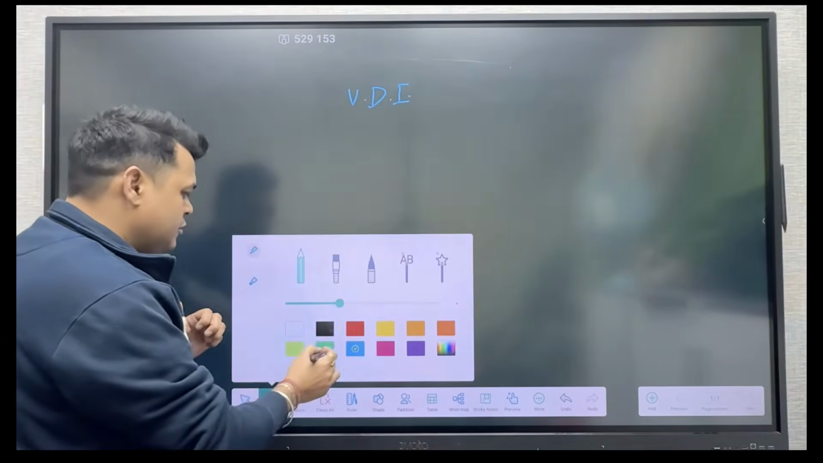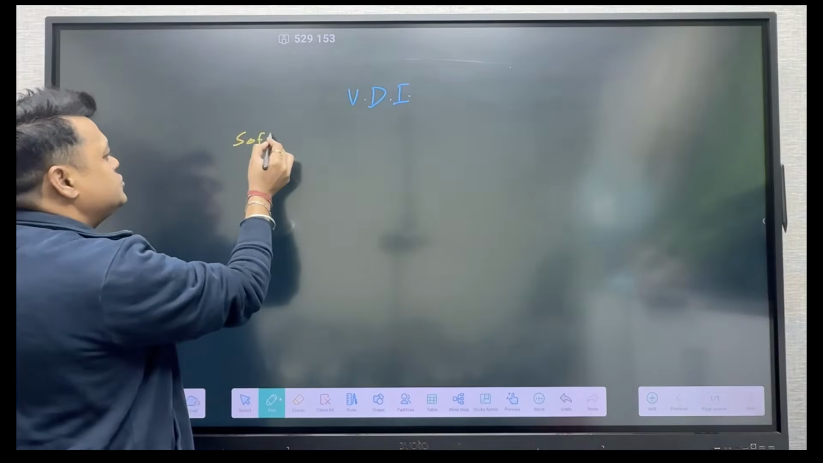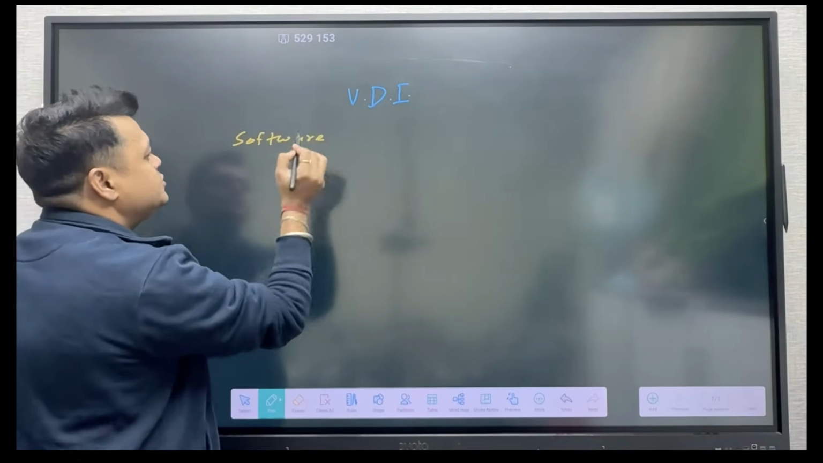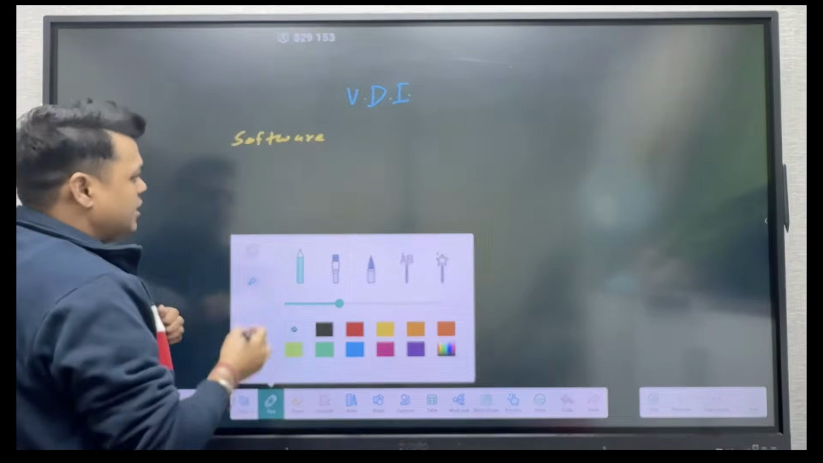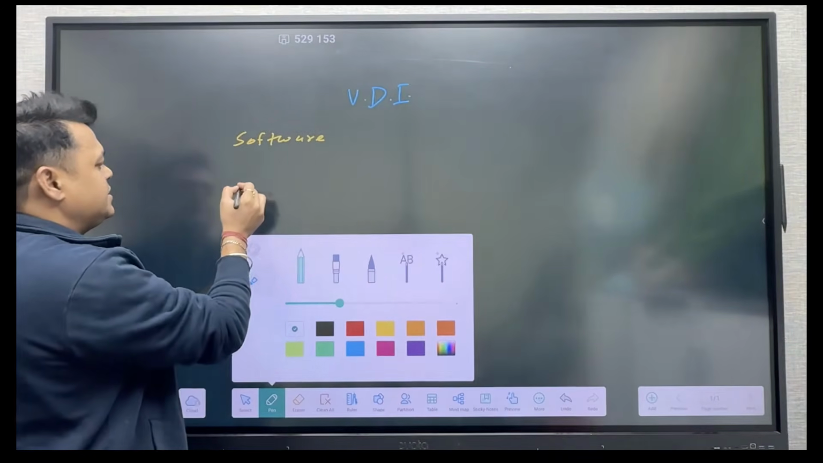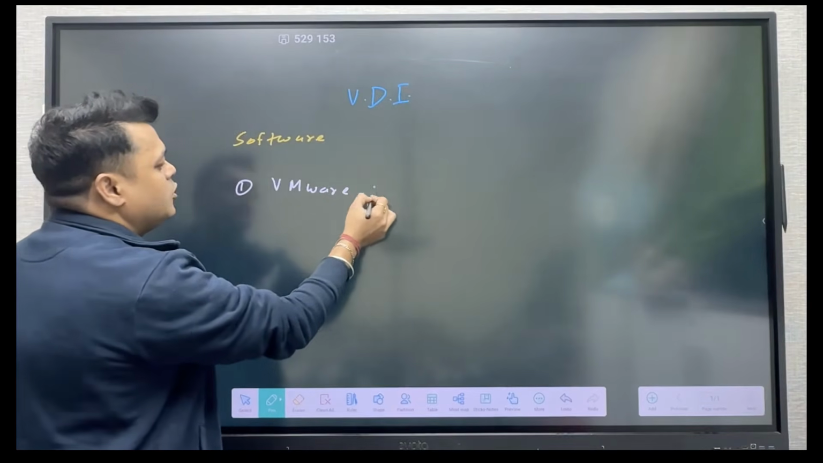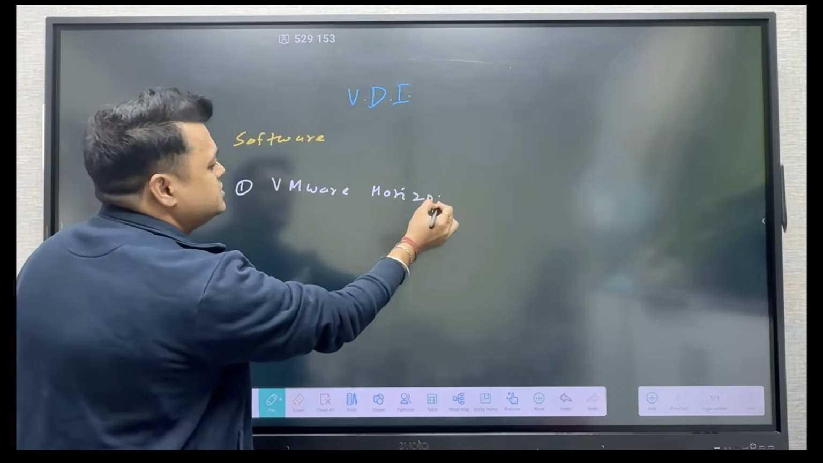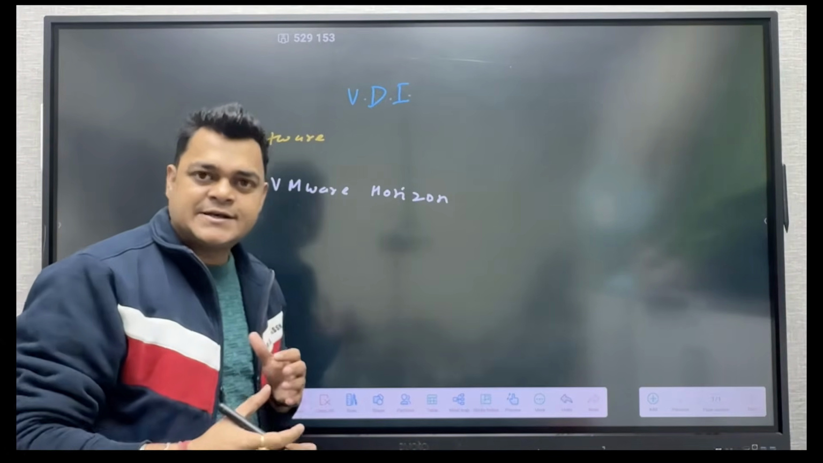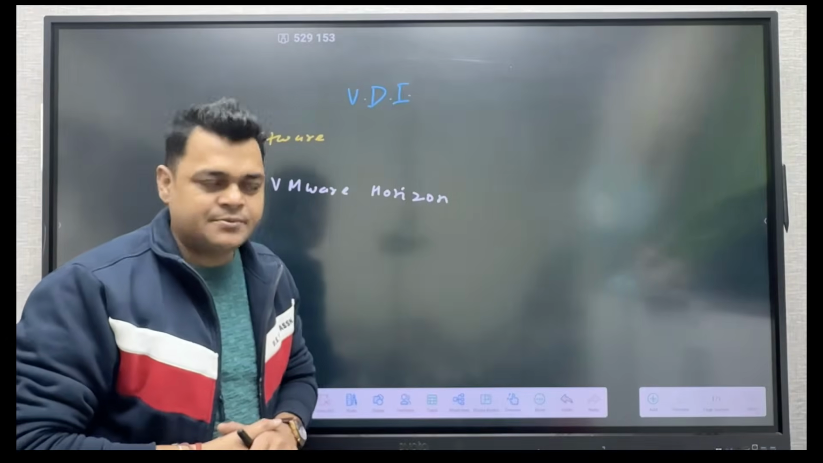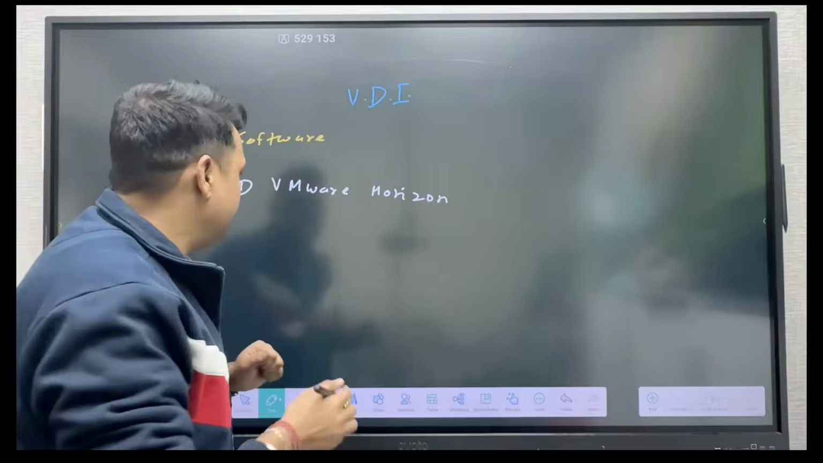So let's talk about the tools. VDI software means how many software products are applicable to help us establish our virtual desktop infrastructure. Number one, VMware Horizon, right? This is a tool, or you can say an application, that you need to install on ESXi and connect with the vCenter server, and with the help of all these applications you can establish your VDI environment.